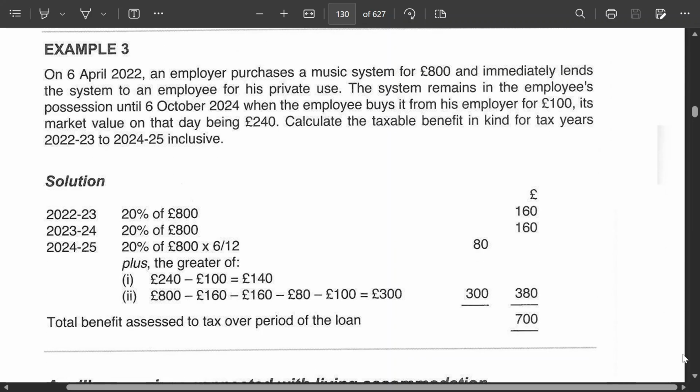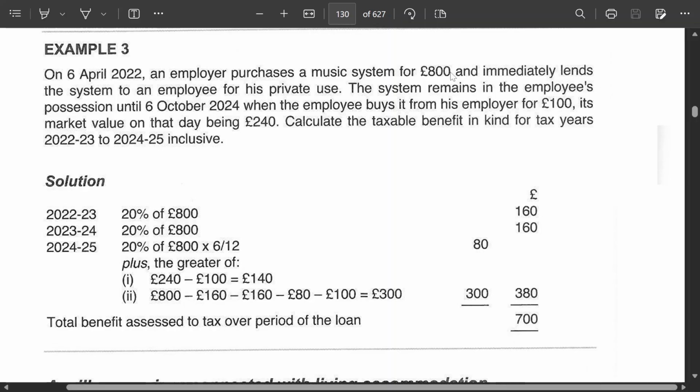In the Friday class, maybe I was a little tired or whatever, I got a little confused by the way they have arranged the numbers, so I wasn't able to understand what was going on here. But actually, they have done it the right way. I had combined these three together, but actually you should not, because you have to go strictly year by year. So this guy gets the music system given to him at £800.